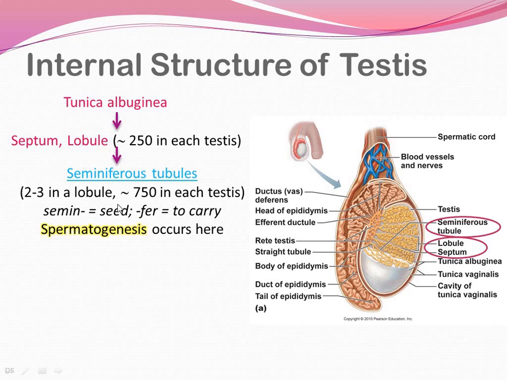structure, seminiferous tubule. Okay. Considering that approximately there are 3 seminiferous tubules in each lobule, so 250 multiplied by 3, approximately 750 seminiferous tubules in each testis, right? So quite a huge number. Now these seminiferous tubules, you can just see that these are tubes, coiled tubes. These are seminiferous tubules, right?